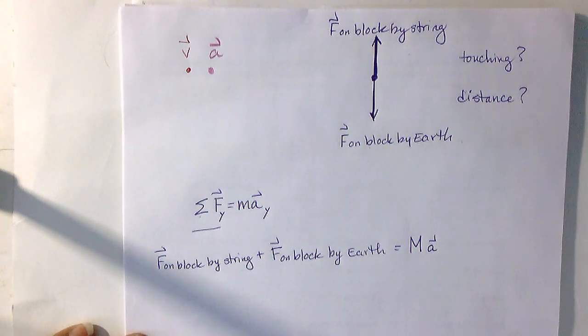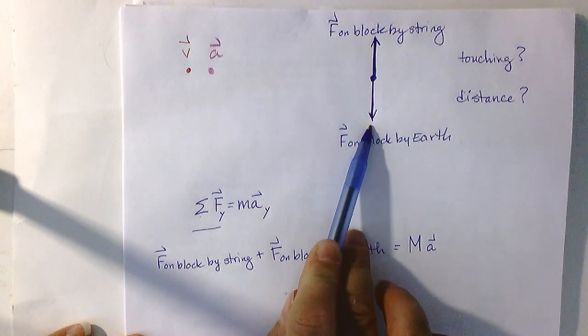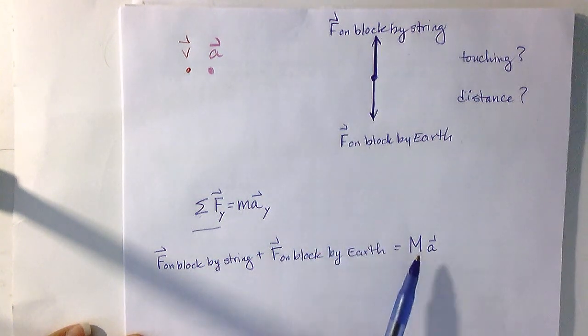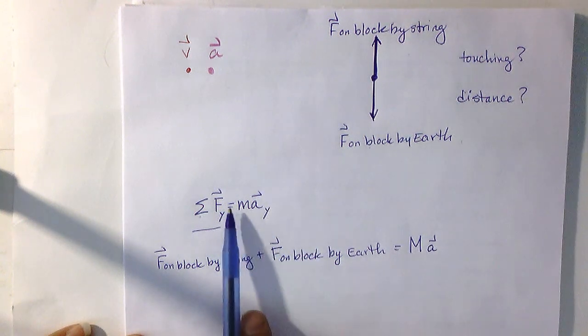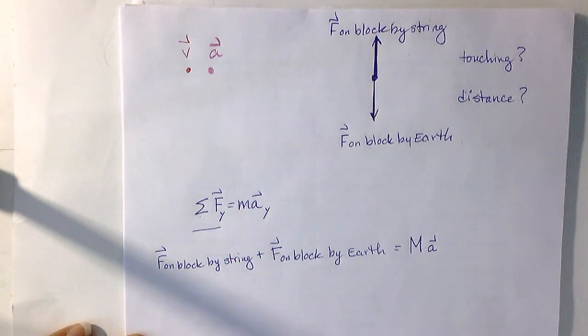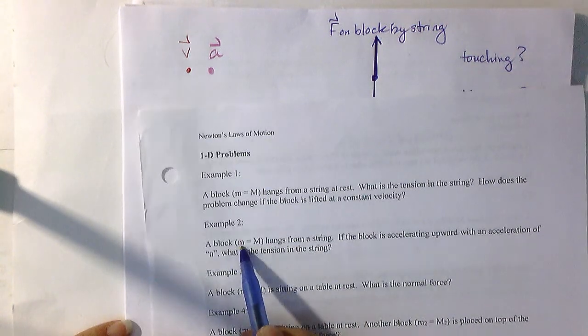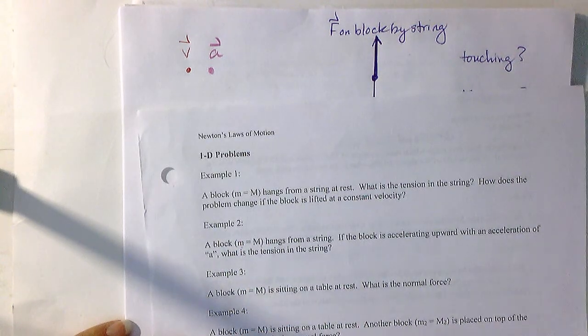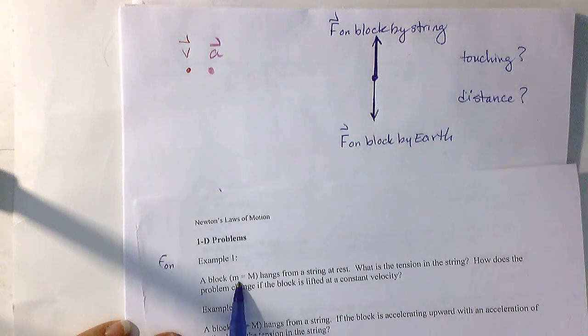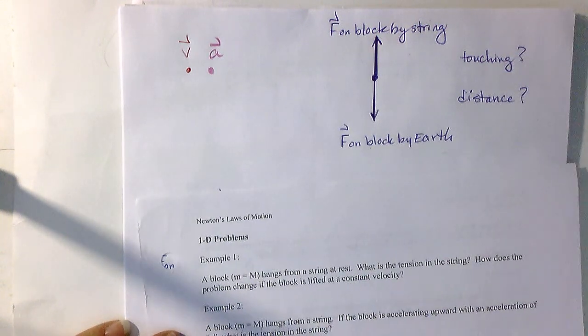Okay, so that's your first step, is to write out the forces acting on the block from your free body diagram, set it equal to ma. Notice I've replaced the lowercase m with the capital M because that's what they tell us in the problem here. They say that the lowercase m is equal to capital M. Oh, wrong problem here. Lowercase m is equal to capital M.